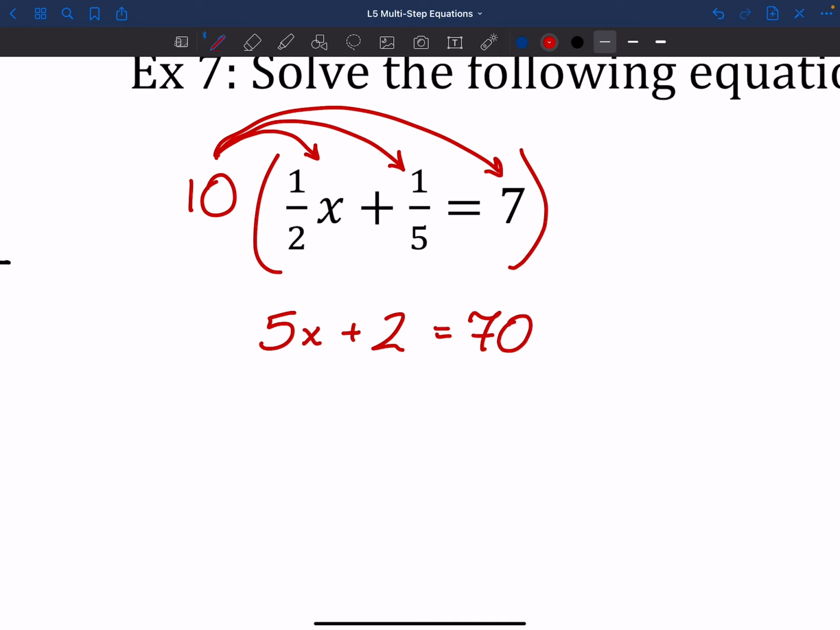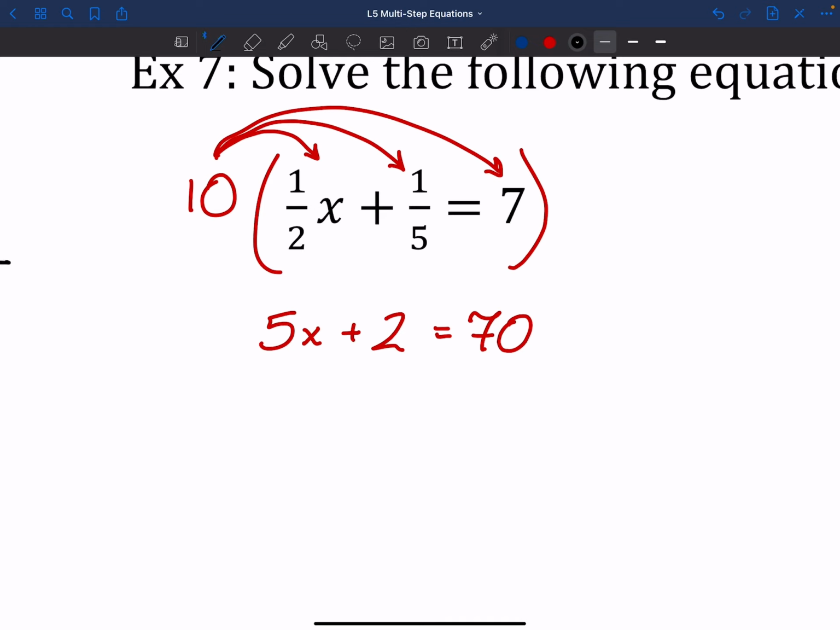I will say that if that way of multiplying fractions doesn't work for you, if you're not quite sure about it, use whatever way you're comfortable with. Or you can ask me during class and we can talk about it a little bit more. Either way will work. So from here, this is just a 2-step equation, easy peasy.